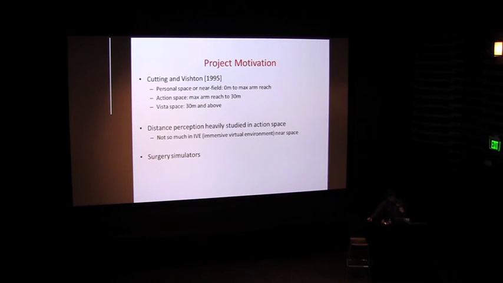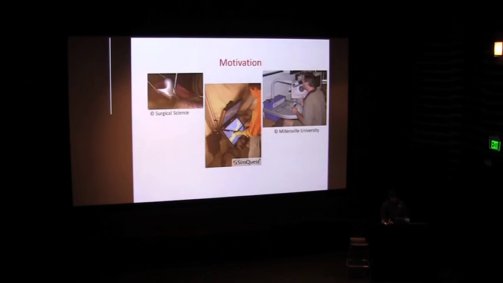So the research that we are concerned with is in personal space or near field, within a person's maximum arm reach, where they can directly interact with objects in the virtual world. And distance perception has been heavily studied in action space, which is from maximum arm reach to about 30 meters or so, and also in vista space. But there hasn't been a lot of work in near field or personal space.